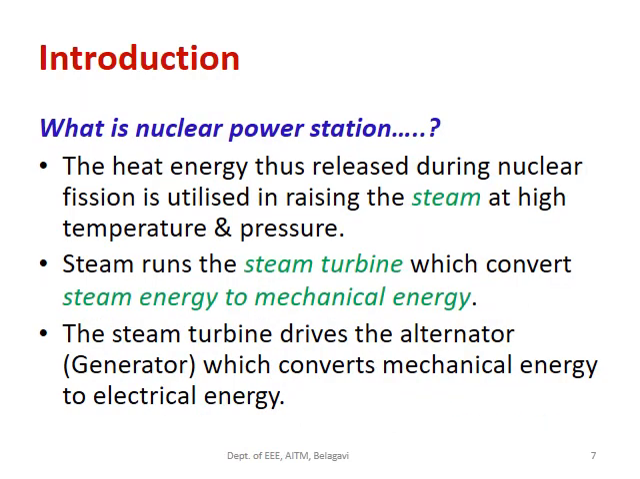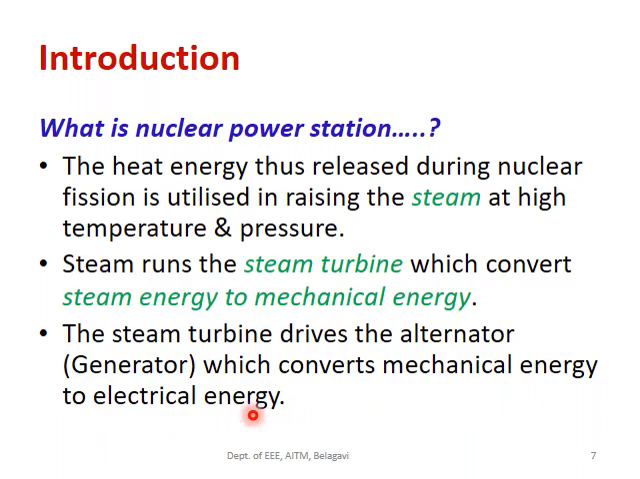So here we are going to use the heat energy released during nuclear fusion to produce steam at high temperature and pressure. This generated steam, in turn, runs the steam turbines, which convert the steam energy into mechanical energy. The steam turbine drives the alternator, which converts mechanical energy to what?